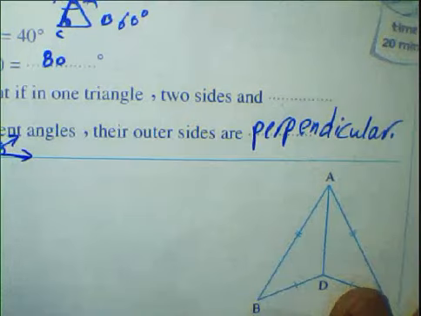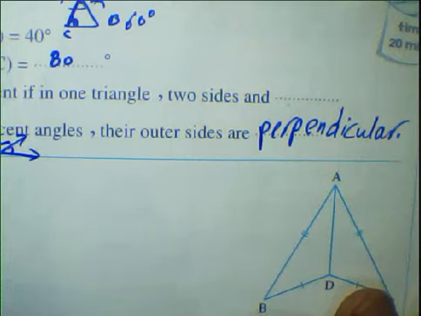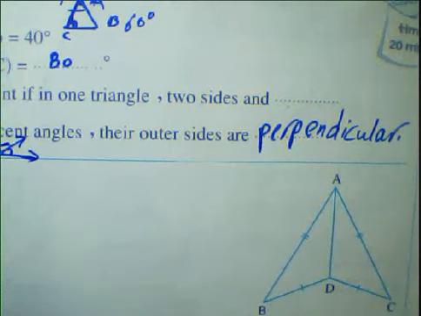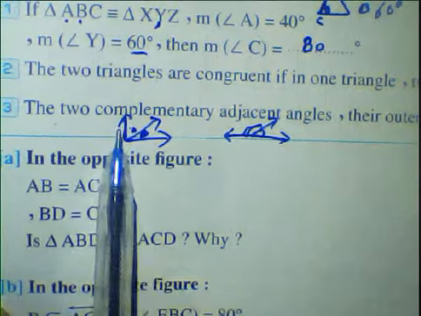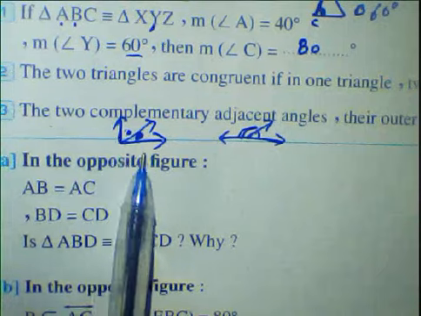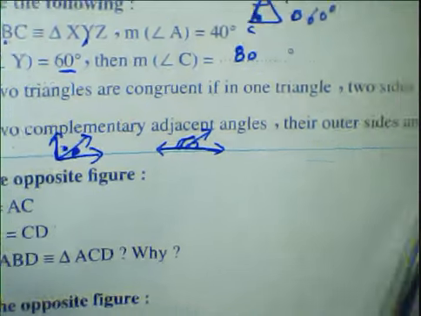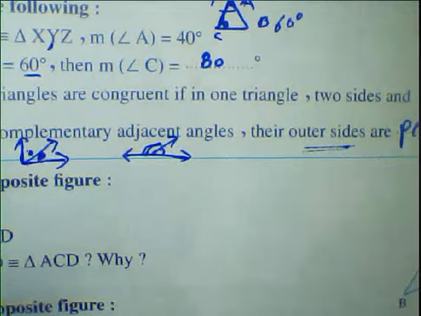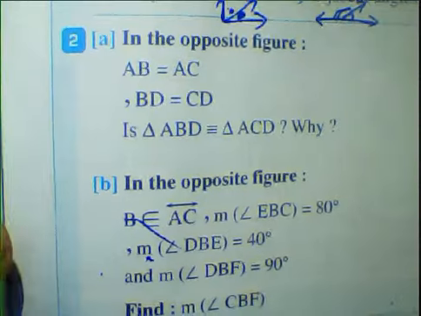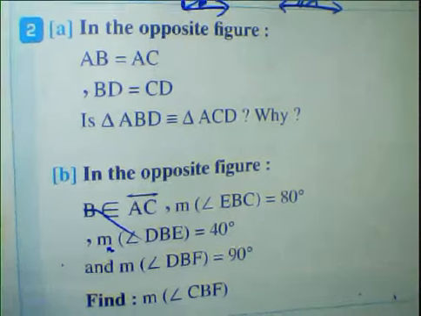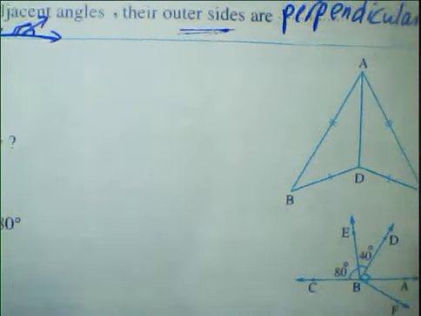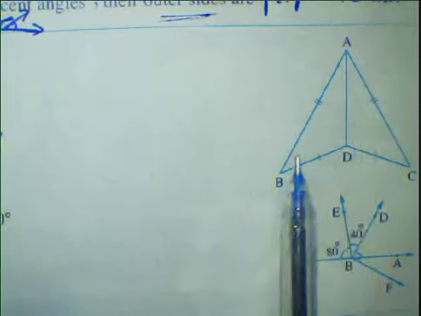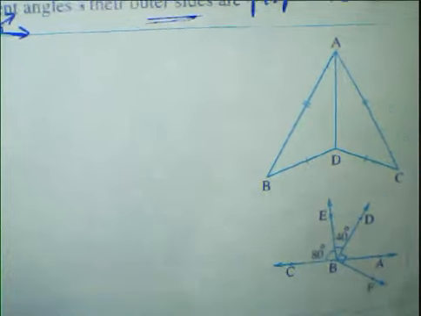Okay, he asked about their outer sides, about the two complementary adjacent angles here. The two rays here will be perpendicular. Their outer sides are perpendicular. Okay. Question number 2. In the opposite figure, AB equals AC. Look at with me here. AB equals AC in length.